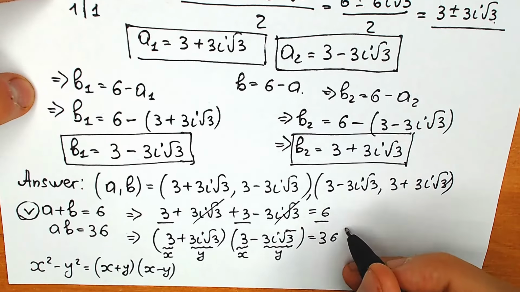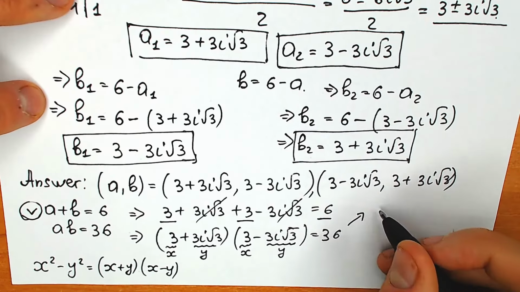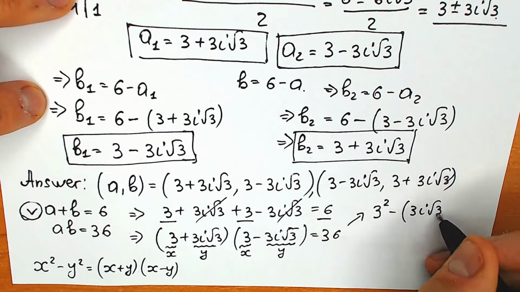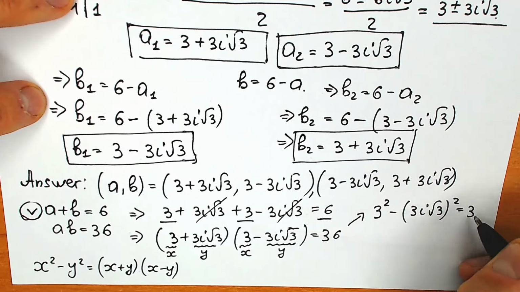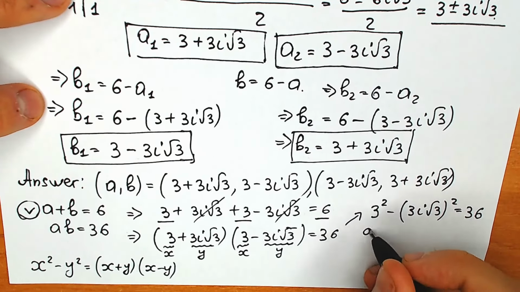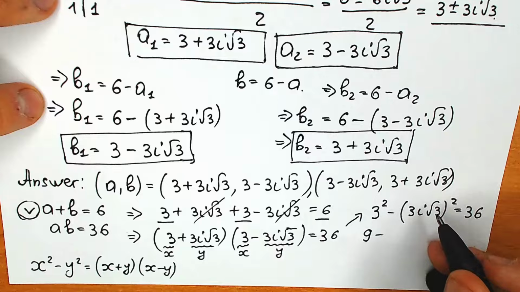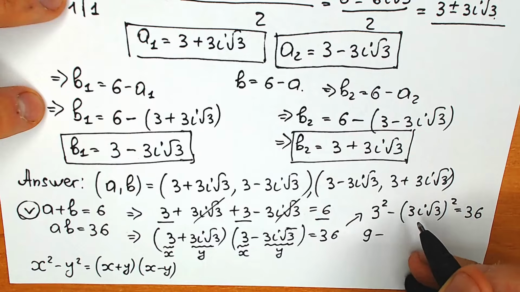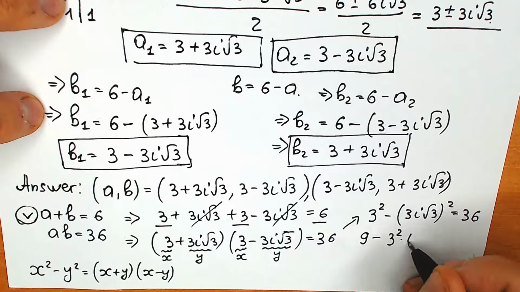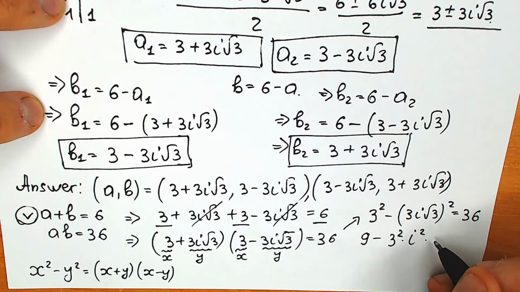Let's continue right here. So we have the difference of squares, 3 squared minus 3i square root of 3 to the second power, equal to 36. Okay, right now 3 squared equal to 9, minus 3i square root of 3 to the second power. We need to raise each of these elements to the second power, so we need to raise 3 squared times i squared and times square root of 3 squared equal to 3, and equal to 36.